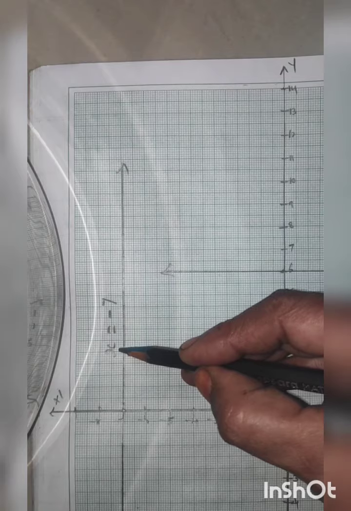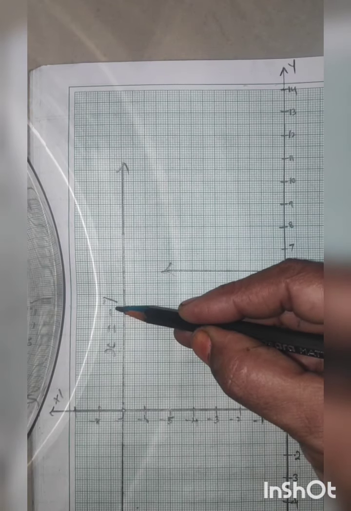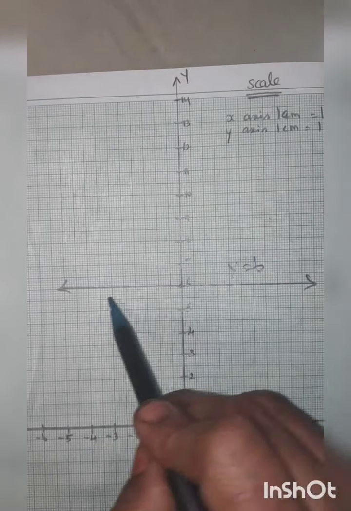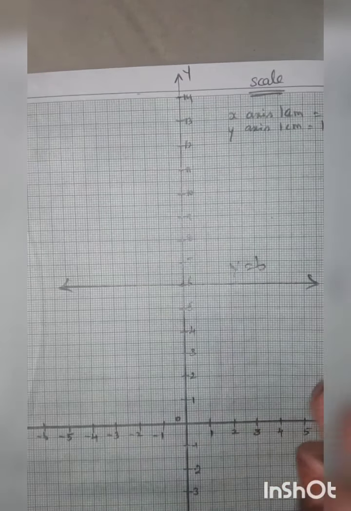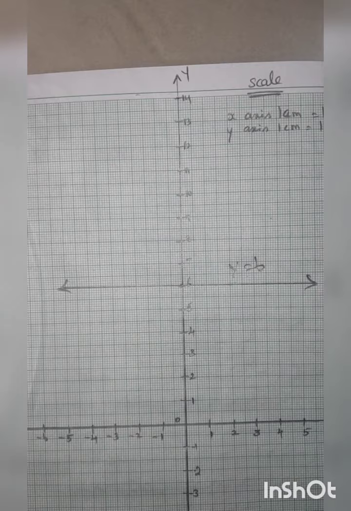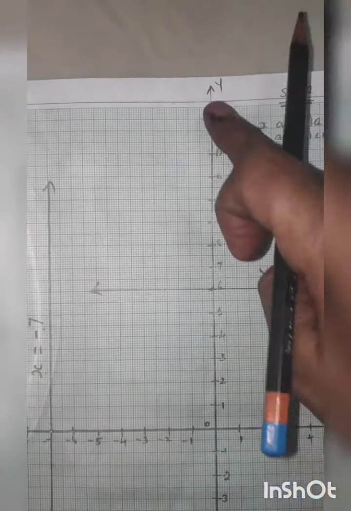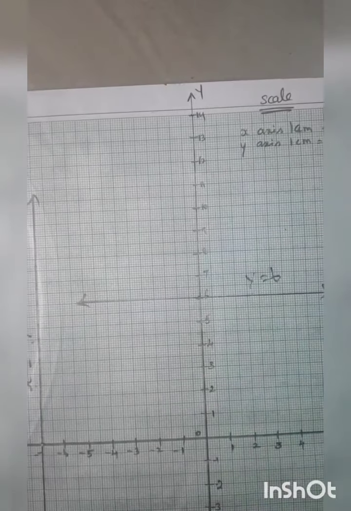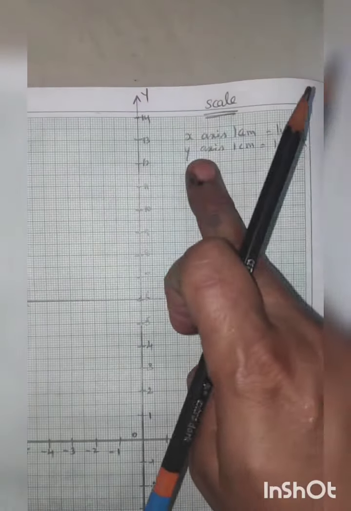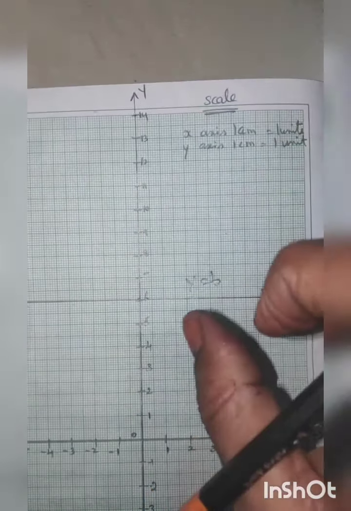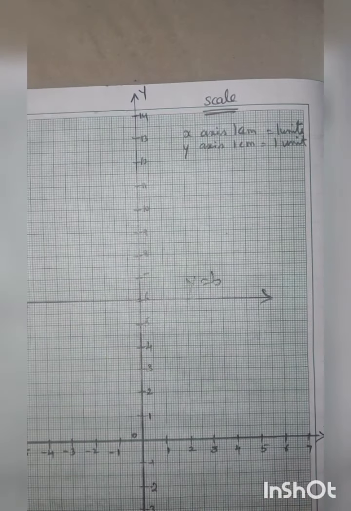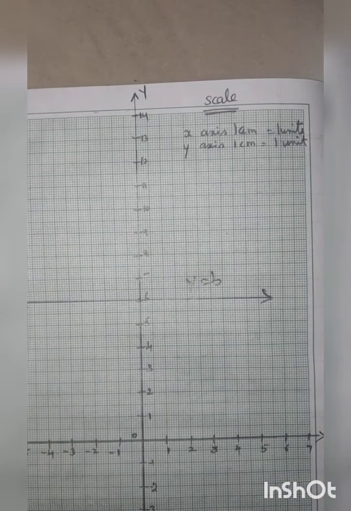This is the equation, you must write x equal to minus 7. Here on the y axis, keep the point at 6, there y equal to 6, draw the line, and write the equation. Then the work is over. Whatever you write there, x, o, x dash, y, o, y dash, scale: x axis 1 centimeter equal to 1 unit, y axis 1 centimeter equal to 1 unit, you must write. If this is right, the 8th sum is very easy.